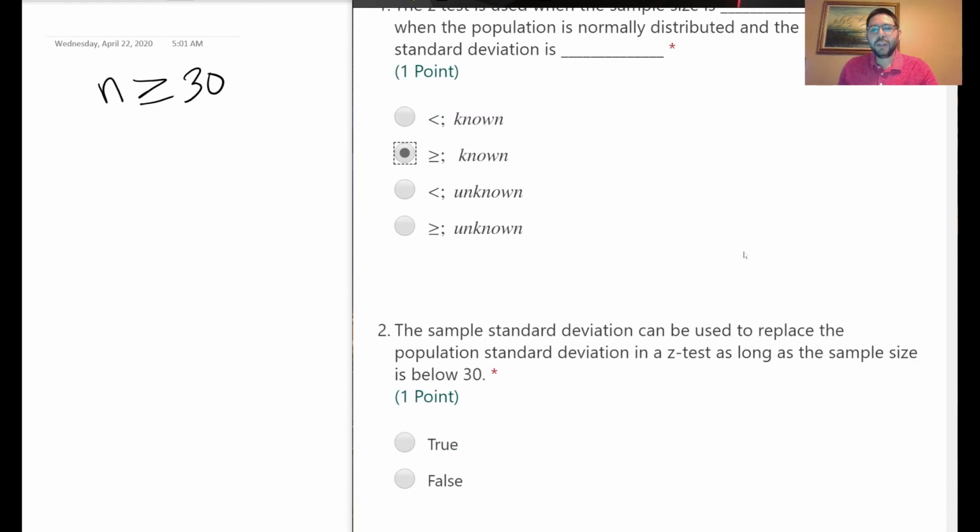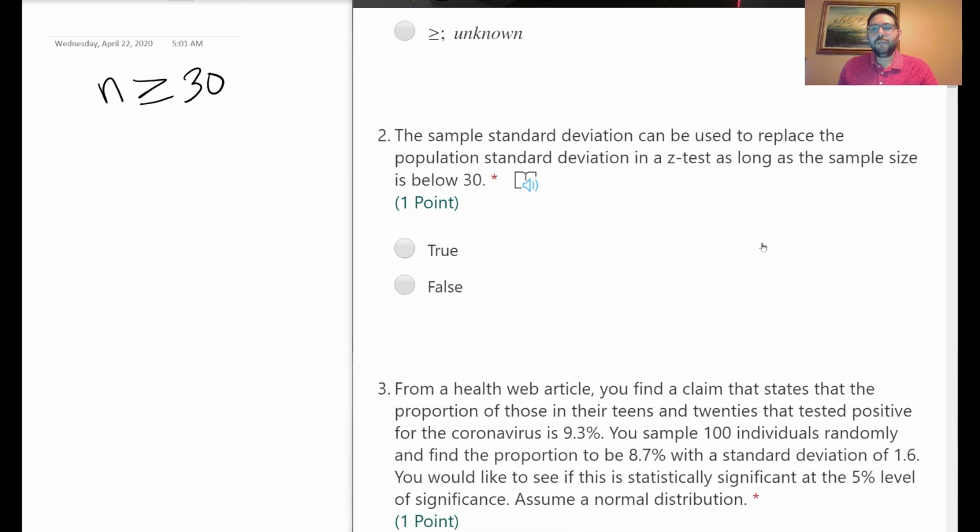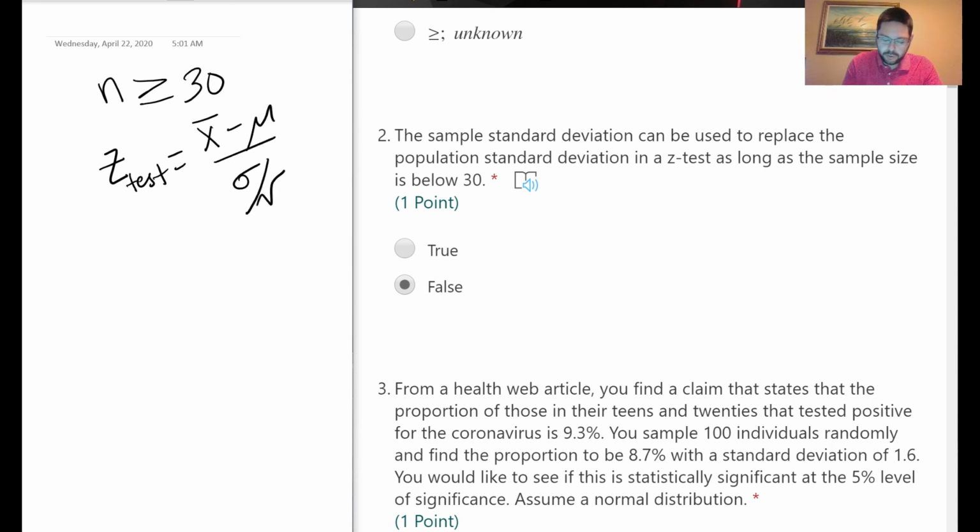All right, so that's from your notes. From number 2: the sample standard deviation can be used to replace the population standard deviation in a z-test as long as the sample size is below 30. So remember that if your sample size is greater than 30, you can use the z-test. Now, if you use your z-test, remember that the formula for the test statistic is x bar minus mu over sigma over square root of n.